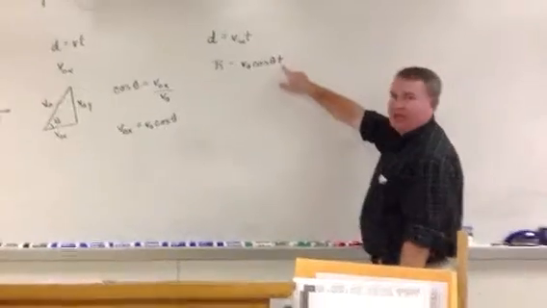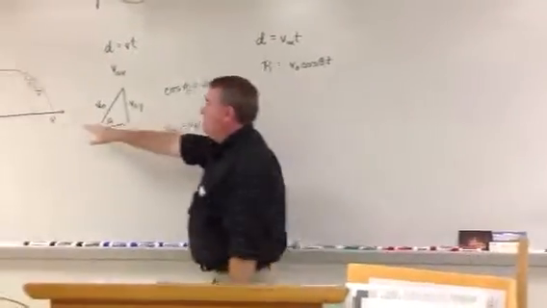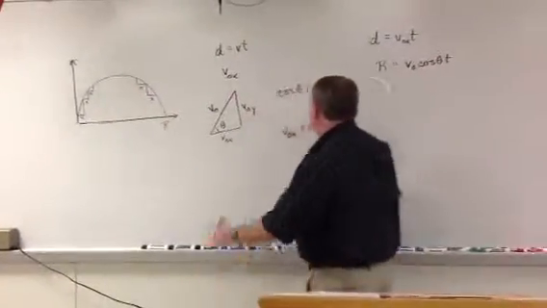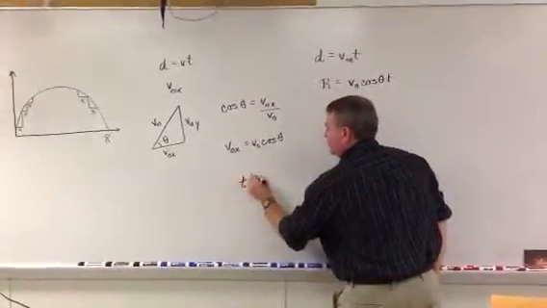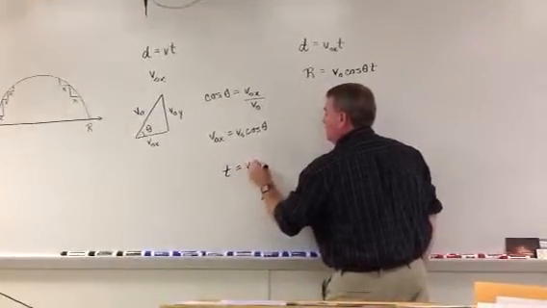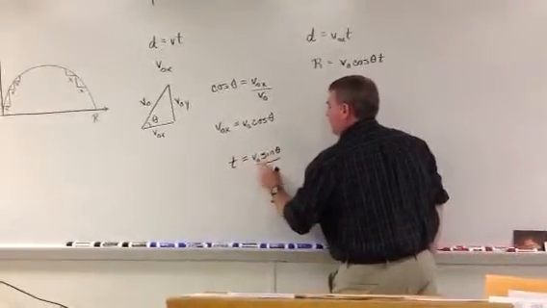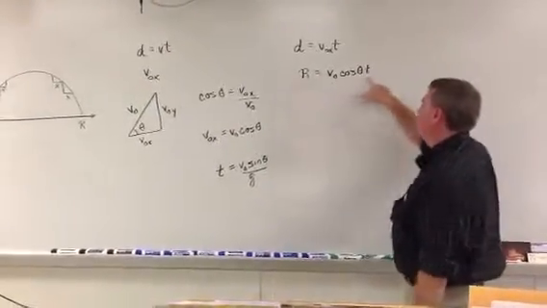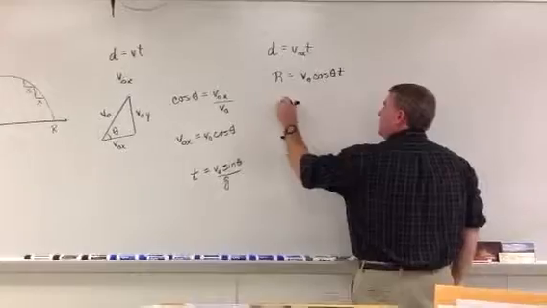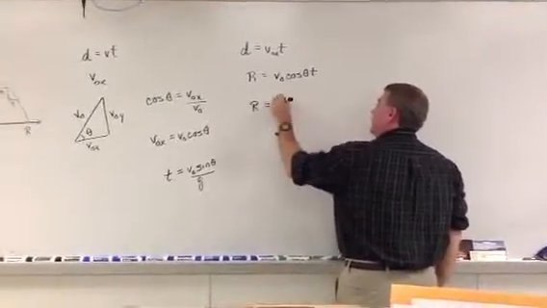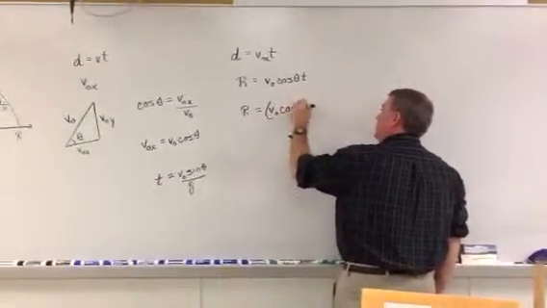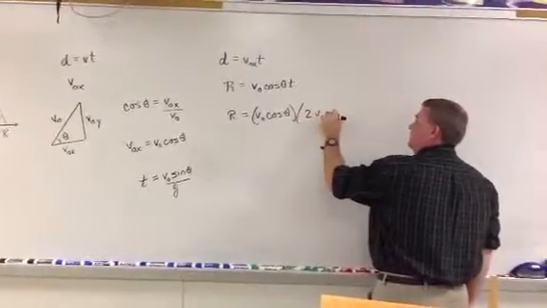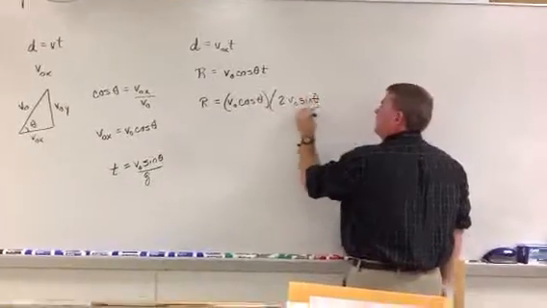But we know what this time is equal to. This time is twice the time that it takes to get to the maximum height. So the maximum height equation for time was t is equal to v naught sine theta divided by g. If we multiply this times 2, you get the time for the range. So the range is equal to v naught cosine theta times 2 v naught sine theta divided by g.